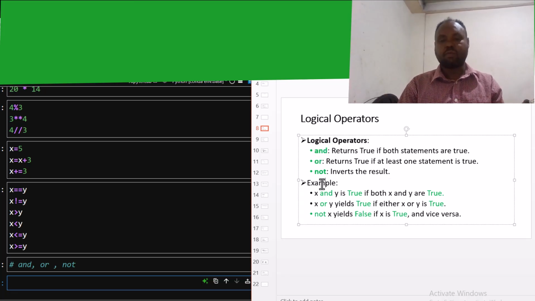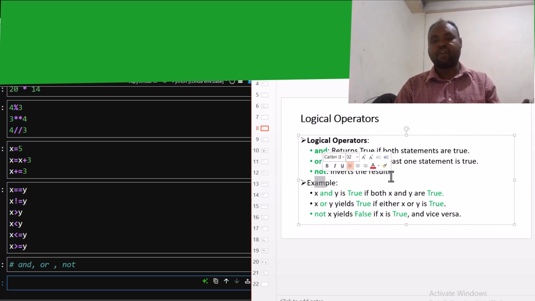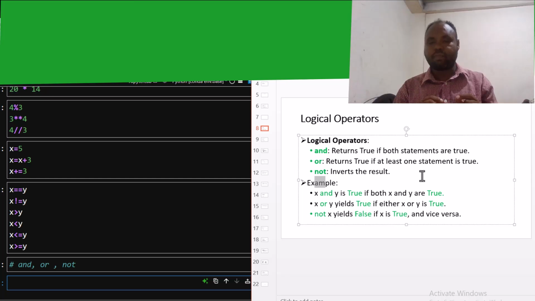An expression connected using or returns false if both statements are false. Now let us proceed to not. Not is nothing but inverting the original result of a certain variable, right? If x was true from the start, and we precede it by not, that x turns to false, right?